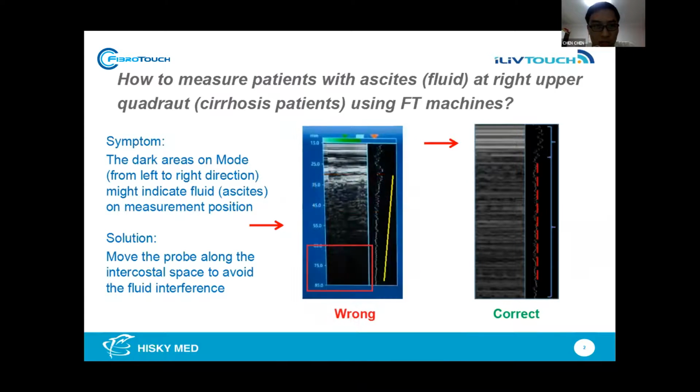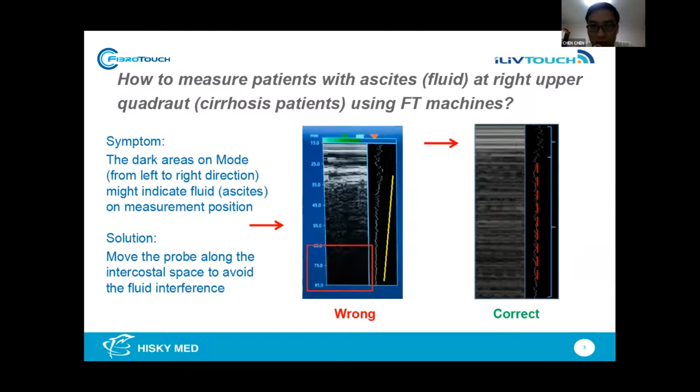And the second case is just like this. For the wrong picture, you can see at the bottom it is totally dark. And for the A mode picture, the straight line is laying on the right side. So it means there are some interferences. That is the fluid interference. So we will change the position, we move the probe along the intercostal space, or maybe we can change to another intercostal space to try to avoid the fluid part. And then we will get the correct picture, like the right picture.